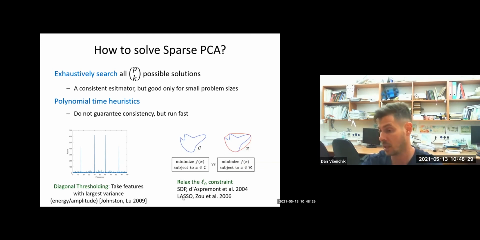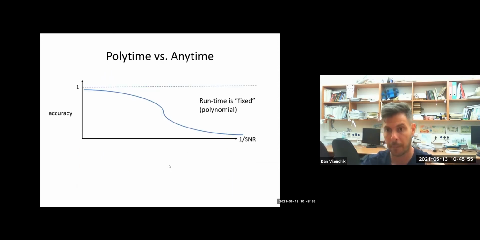And such relaxations are used, for example semi-definite programming, or other spectral methods. Lasso, which is a regression, is another: you can recast PCA as a regression problem and then solve a regularized regression. So they are used to solve sparse PCA, and we'll discuss their performance later. But again, the problem is NP-hard. So all these heuristics work in a certain regime of parameters, and they must fail in another regime.